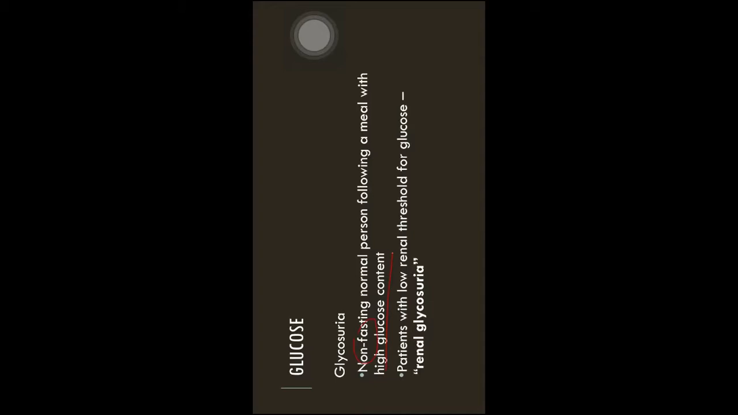Aside from that, when else does glycosuria, the presence of glucose in urine, occur? In patients with a low renal threshold for glucose, which is known as renal glycosuria. What does low renal threshold for glucose mean? Even if your glucose in circulation is normal, your tubules do not reabsorb it. So for renal glycosuria, there is an indication of a true renal condition or true renal disease, damage or pathology within the kidney itself, not because your glucose is high.